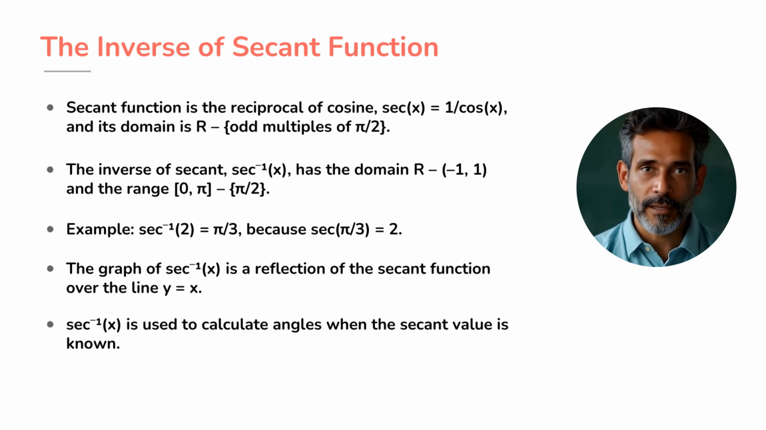For example, secant to the power of negative 1 of 2 equals y, where secant of y equals 2. We know that secant of pi over 3 equals 2, so y equals pi over 3. The graph of secant of x is a U-shaped curve, and the graph of secant to the power of negative 1 of x is again the reflection of this curve over the line y equals x.